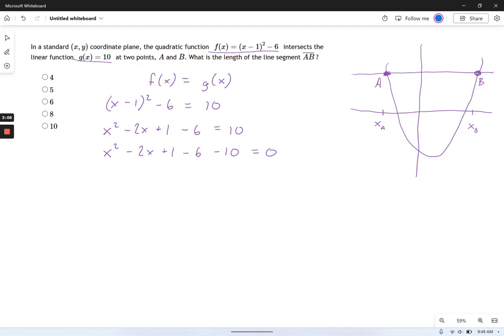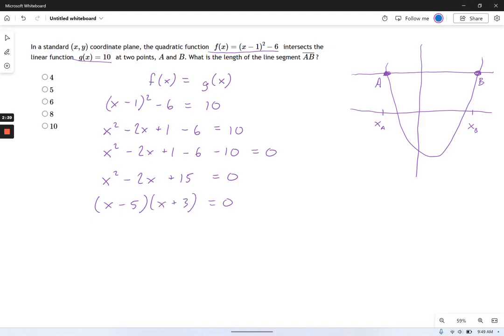And the reason I like this equals 0 form is because that's going to let me solve for x by factoring. Now I'm overdue to clean up some things on the left side here. I can combine the plus 1, the minus 6, the minus 10 to get minus 15, I think. So we get x squared minus 2x minus 15 equals 0. And now we factor it. We get (x minus 5)(x plus 3).